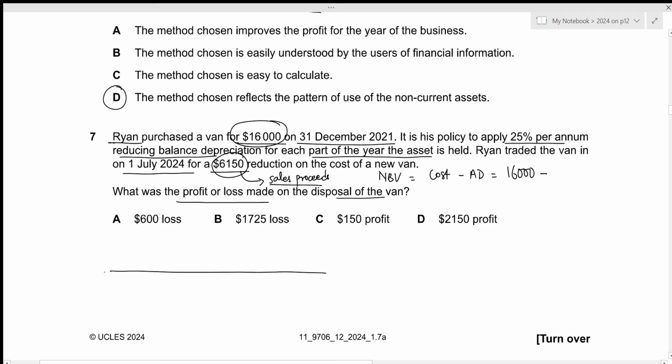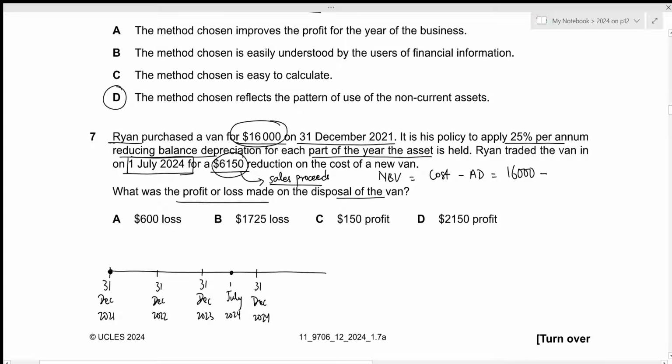Okay, let's create a timeline. It was purchased on 31st December 2021. So this is 31st December 2022, 31st December 2023, and 31st December 2024. Okay, it was purchased at this date and it was disposed at the date of 1st July 2024. So somewhere around here, 1st July 2024.